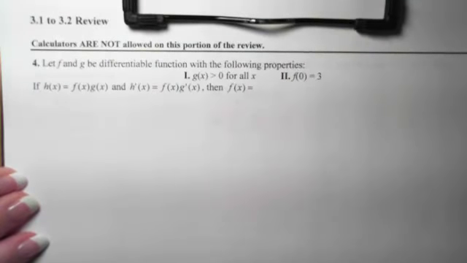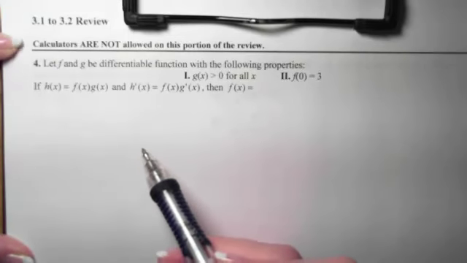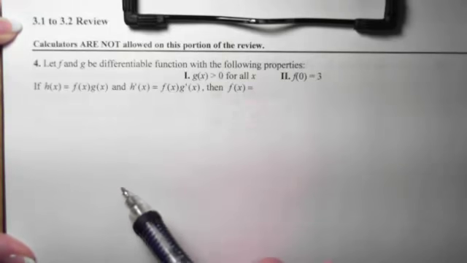Section 3.1 to 3.2 review. Calculators still are not allowed, and this is number 4. There's only one variation, so it's important that you understand how this process works, because the same process will come into play on the exam.